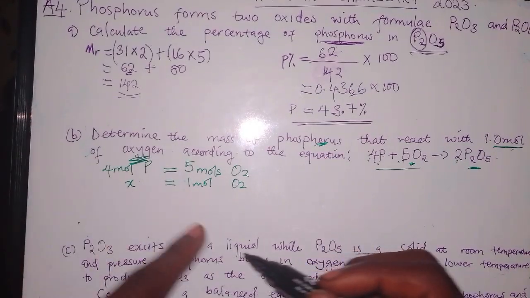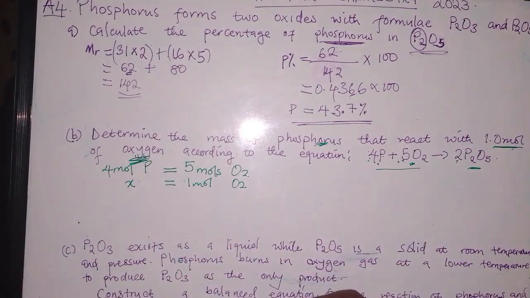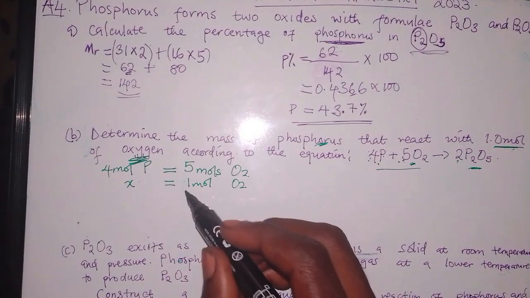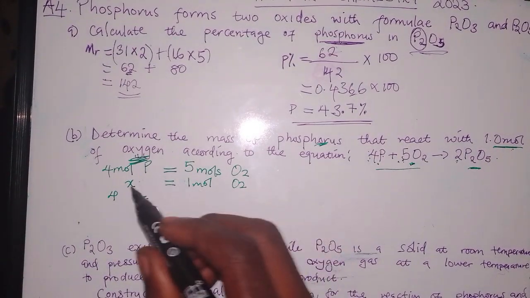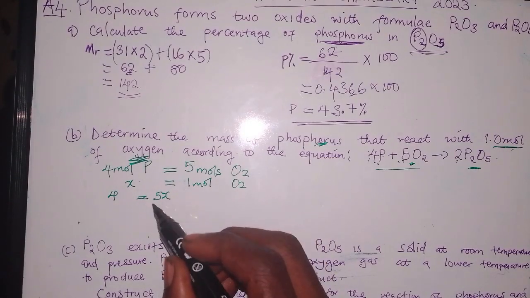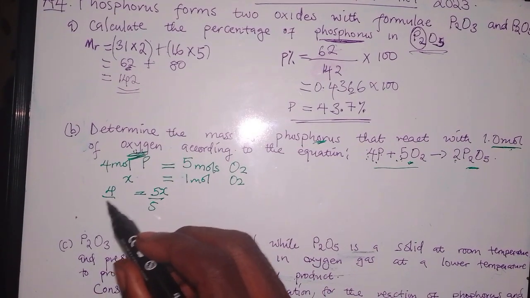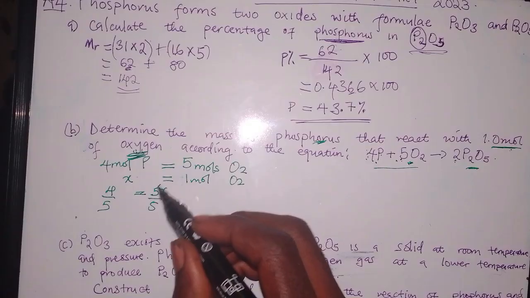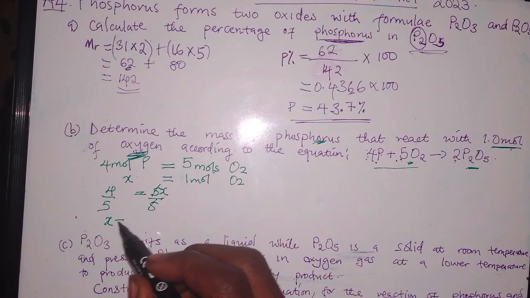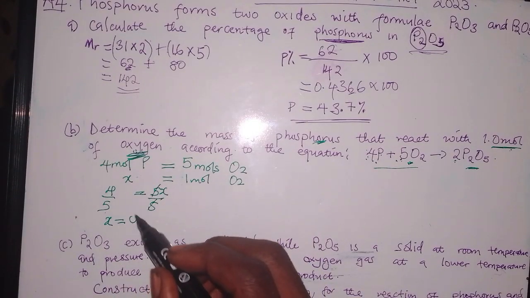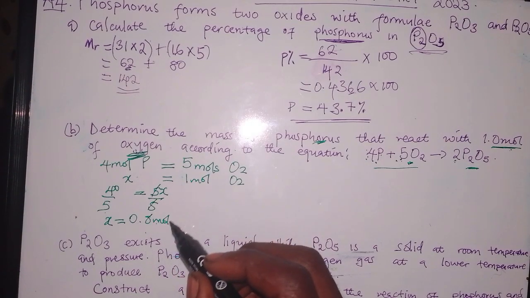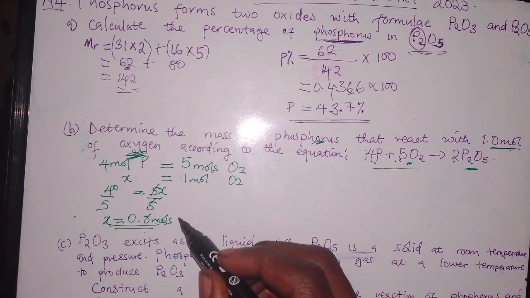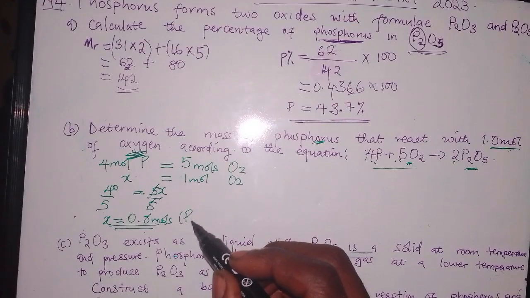Here you can cross multiply. You say 1 times 4 we have 4, then 5 times x we have 5x. You divide by 5 on both sides. Then our answer is 4 divided by 5, which is 0.8 moles of phosphorus.